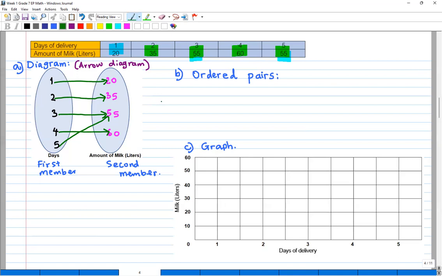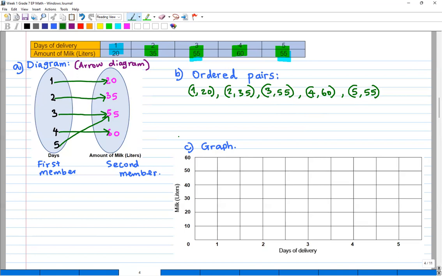Okay. Now let us write the ordered pairs. So we have ordered pair 1, 20. Next, ordered pair 2, 35. Next, ordered pair 3, 55. Next, ordered pair 4, 60. Next, ordered pair 5, 55. Okay, those are the ordered pairs.